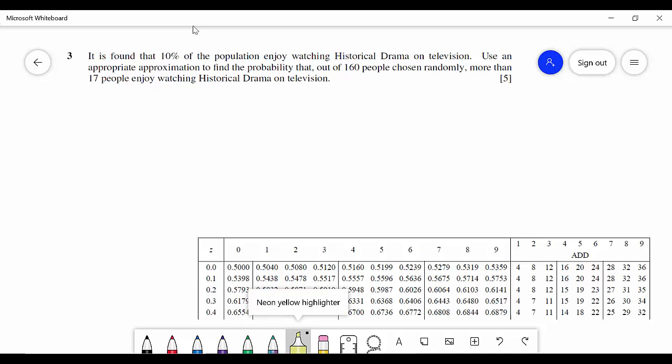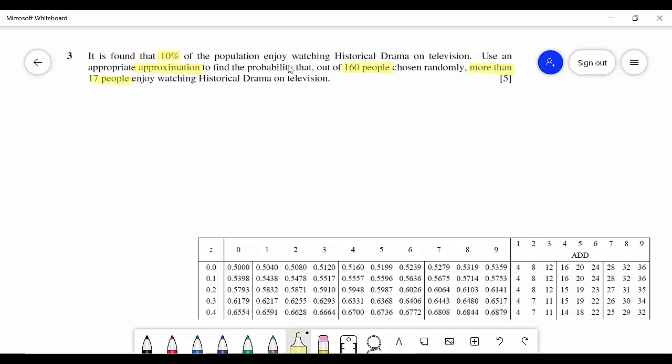All right, so now we continue to question number 3. Okay, so there are 10% of the population who enjoy watching drama on television. So using an approximation, I think approximation is one of the important keywords here. All right, the approximation will be one of the important keywords to find the probability that out of 160 people chosen randomly, more than 17 people enjoy watching the drama on television.